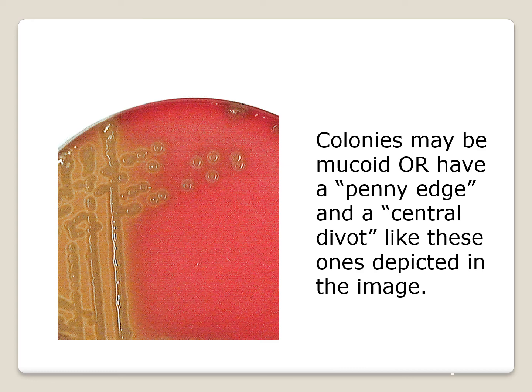Colonies of Streptococcus pneumoniae may look like they have a penny edge. If you take a look at the isolated colonies in this image, you can see that they have a central divot, and so they're raised on the outside and they are kind of sunken in the middle.